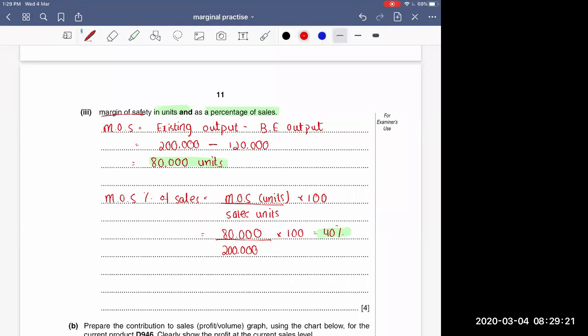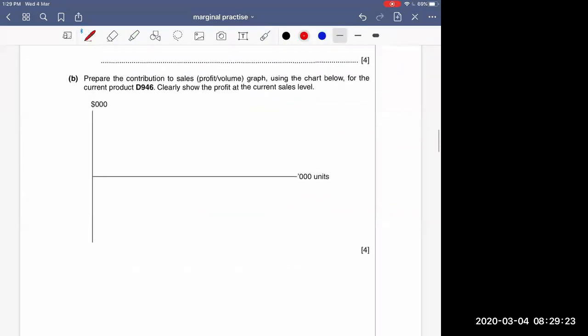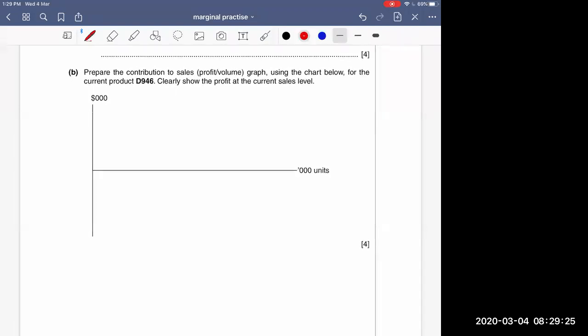Next, prepare the contribution to sales graph using the chart below for the current product D946. Show the profit at current sales level. Now, मैंने आपको बताया था profit volume chart में guys हम y x axis के ऊपर units भी ले सकते हैं और sales and value भी ले सकते हैं. यहाँ units हैं तो हमें units plot करने हैं.